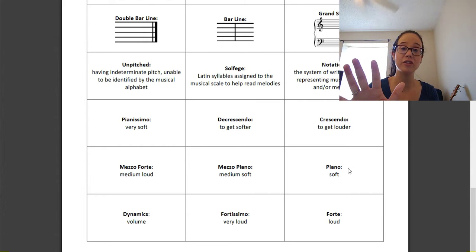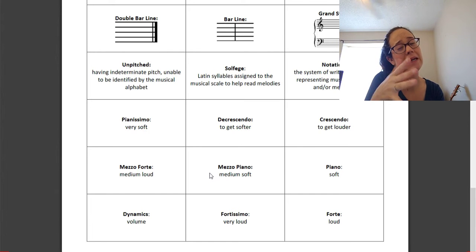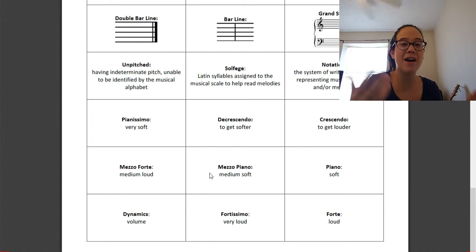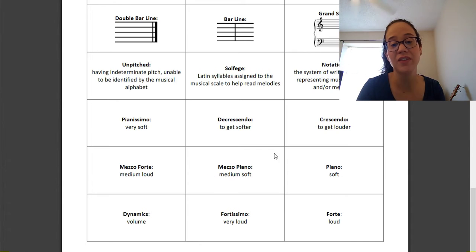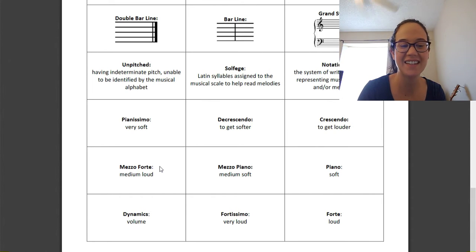Piano means soft. It's our second quietest. Mezzo meaning medium. Mezzo piano, medium soft. This is louder than soft. It's medium soft. We're working our way over to mezzo, medium, forte, loud. Mezzo forte, medium loud. Forte means loud, and fortissimo is basically loud, very.